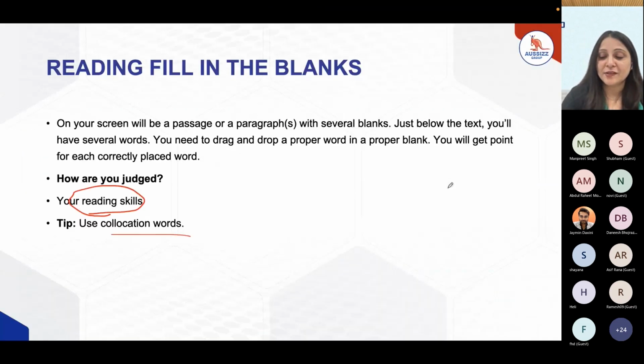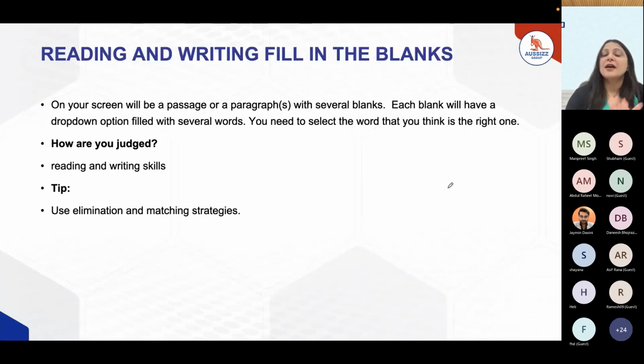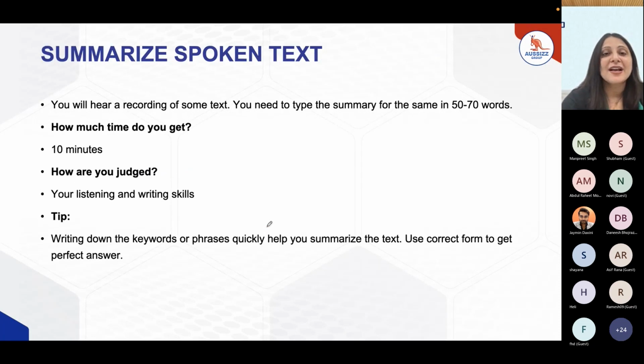The same technique is used in reading and writing fill in the blanks. Again, 5 to 6 questions, 6 to 7 questions for this. This will give you marks in reading and writing skills. Make sure you use the elimination and matching technique.